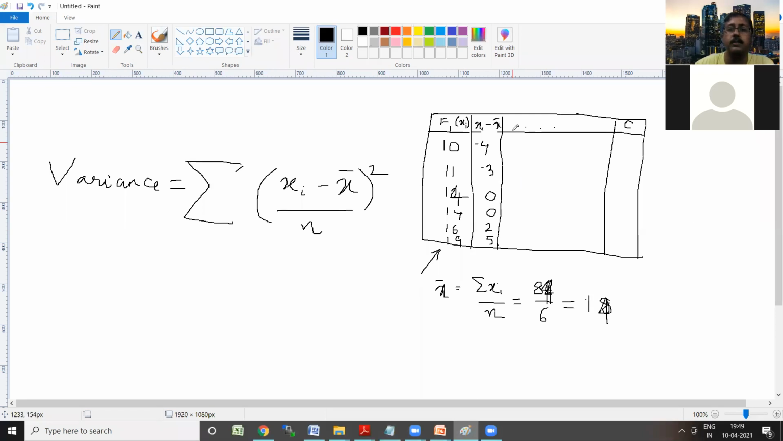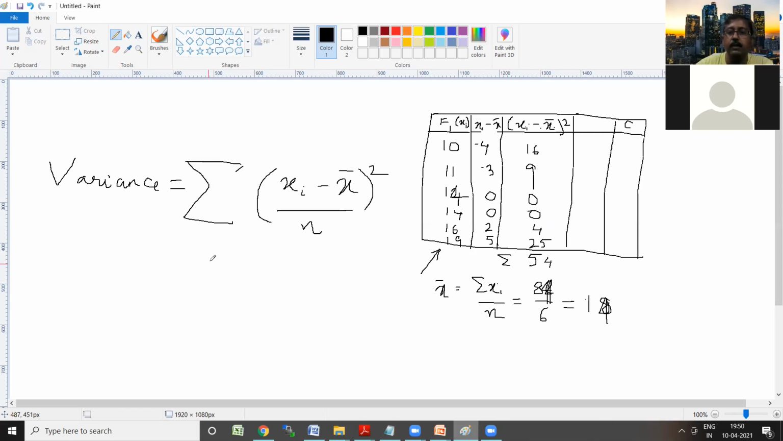Then I do xi minus x bar square. So what does it come to? This comes to minus 4 square, which is 16. Then minus 3 square, which is 9. Then 0, 0, then 4, and then 25. If I do a summation of this, 25 plus 25 is 50 plus 4. So my summation of xi minus x bar square is 54.